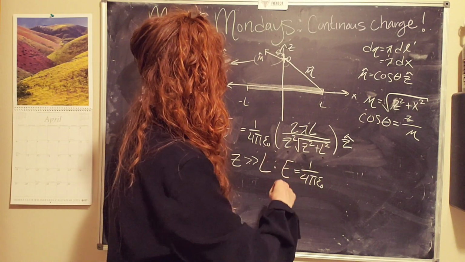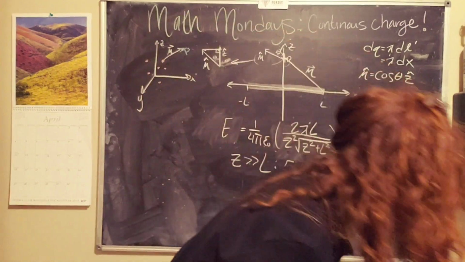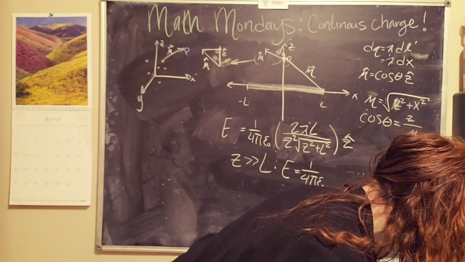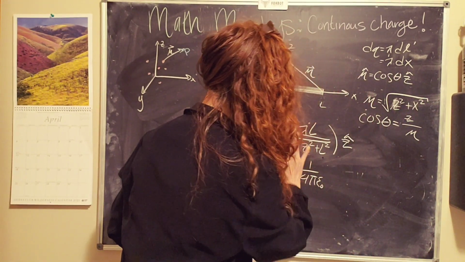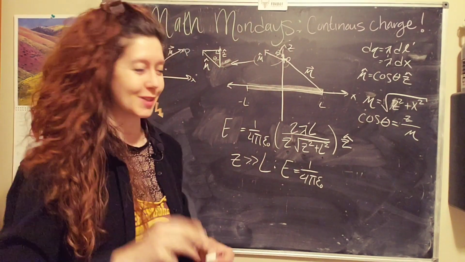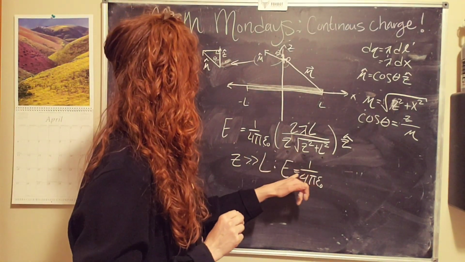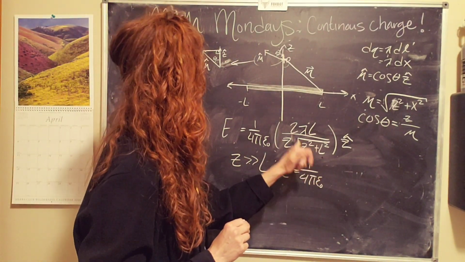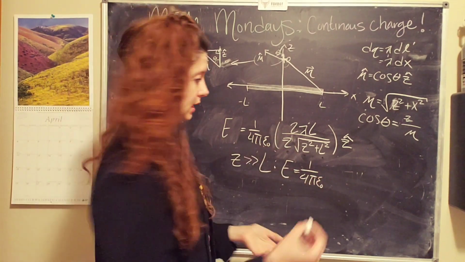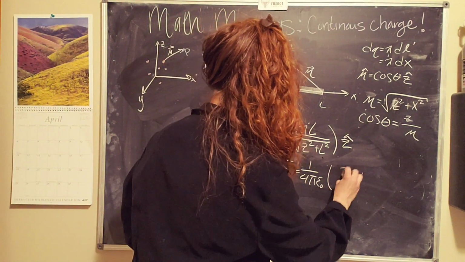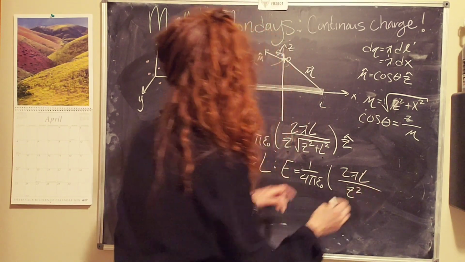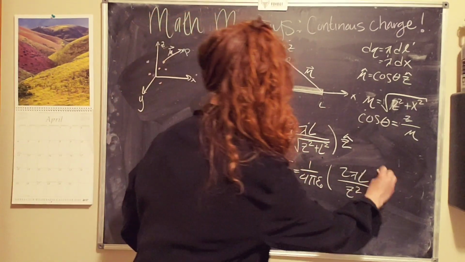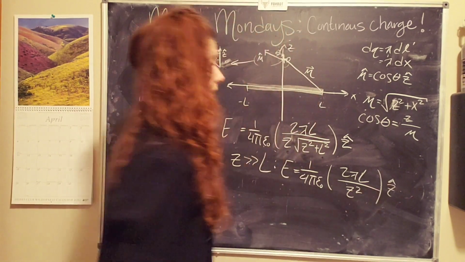And we are going to get, wait, why do I feel like I did something that I didn't mean to do? Whoopsies. I dragged along this when it should have been canceled. Okay, so then the square root of Z squared is just going to be Z. On the top, we're going to have 2 lambda L over Z squared, Z times Z. And again, in the Z hat direction.